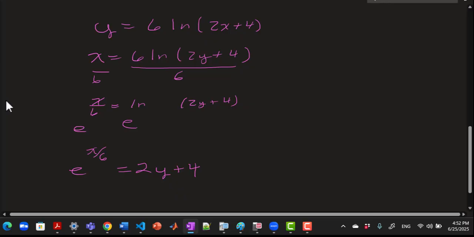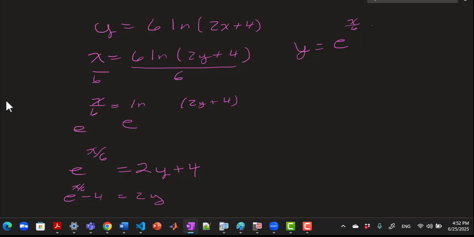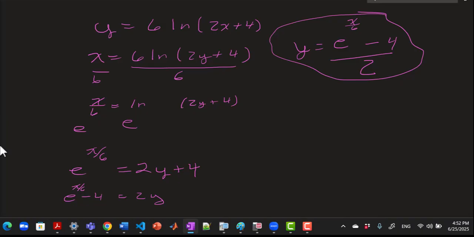I'm solving for y, so subtract 4 from both sides. E to the x over 6 minus 4 equals 2y, or y equals e to the x over 6, minus, that's not in the exponent, is it? No, it's not. Minus 4 all over 2. So that is my inverse function. And like before, I just want to check that. So I'm going to plug that in. And I should get x, because the f of f inverse should be x.